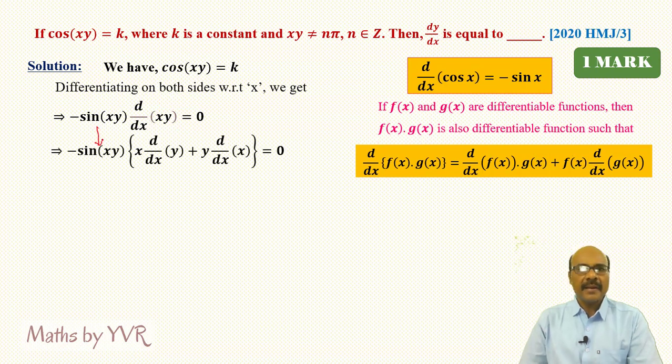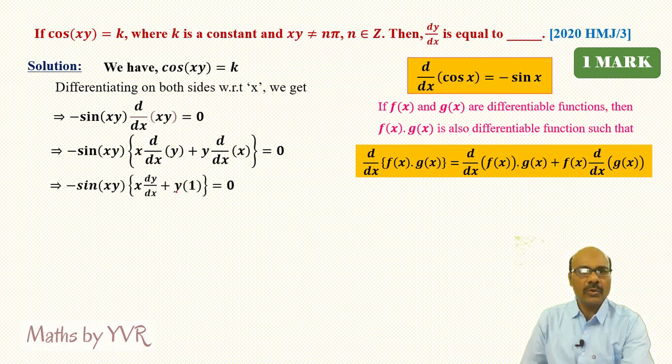Look at this step. Minus sin of xy as it is into, here we are applying the product rule, so first function x into the derivative of y plus second function y into the derivative of the first function. So what is the derivative of y with respect to x? dy by dx, and the derivative of x with respect to x is 1. So what do we get in the next step? Minus sin xy into x into dy by dx plus y into 1 is equal to 0.